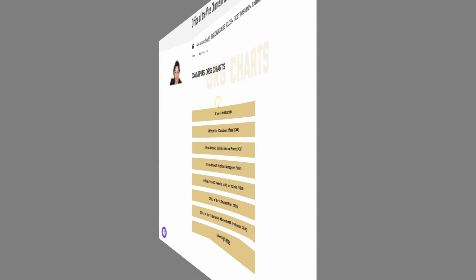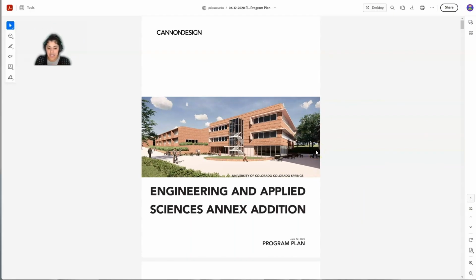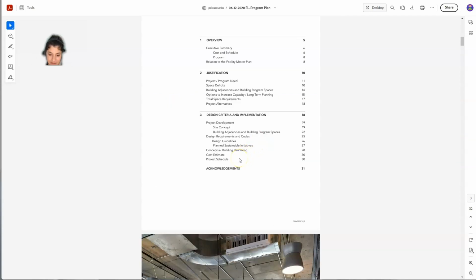I learned something. All right, the last example I wanted to walk through that has these different things is this full program plan and report that was written in 2020. Yay! All right, let's go through.